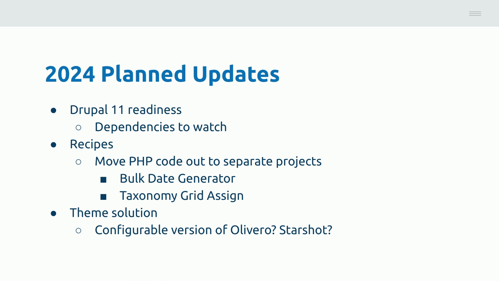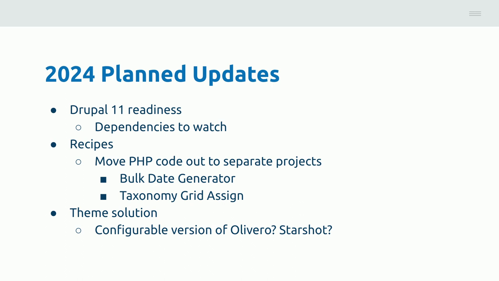What are some of the things that I'm working on or have on the roadmap for 2024? Certainly Drupal 11 readiness is a big one, especially knowing that now it sounds like in July we'll have Drupal 11. I think the potential slowdown there is going to be those other Drupal modules, that list of dependencies that are part of the solution. Making sure that all of those are up to Drupal 11 in a timely manner is probably going to be the biggest lift there.